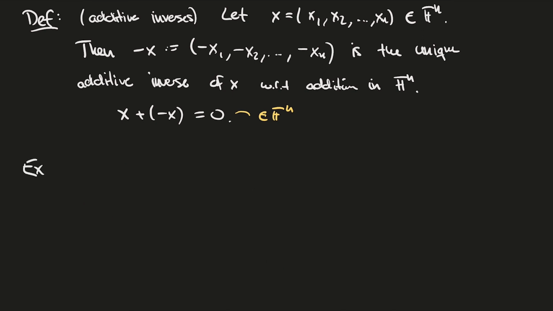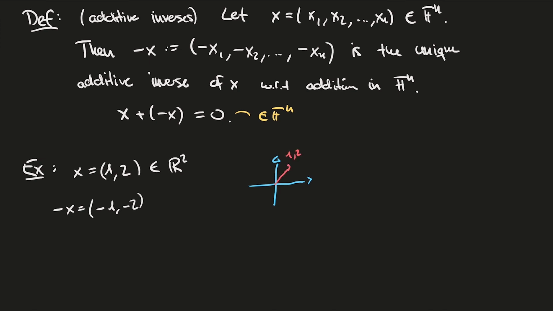We can again give a geometric interpretation of this in R2. So if we have some point, say, let's call it 1, 2 in R2, then the inverse would be given by minus 1, minus 2. So if this is x, then this would be minus x. And geometrically, if we have the vector 1, 2, then its inverse is just the vector that's mirrored along the origin. So that's minus 1, minus 2.